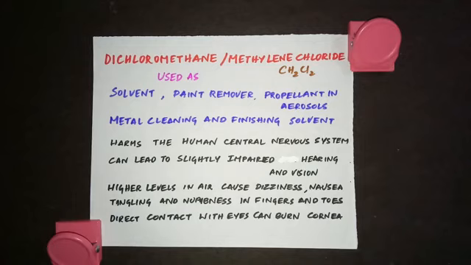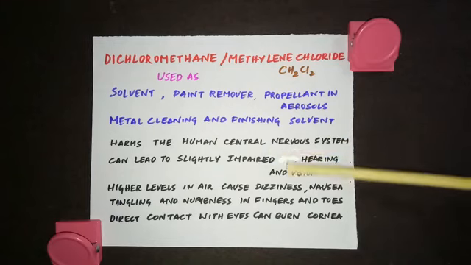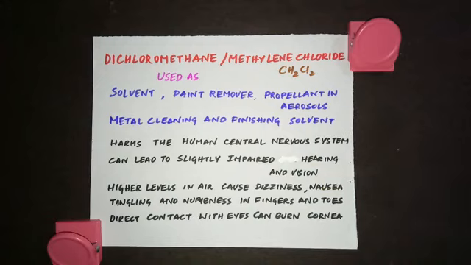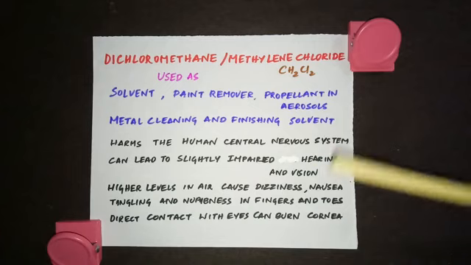In that, if you try to spray it, it is coming out with a force, and inside that aerosol, this is used as a propellant, which enables the spray to come out at a faster rate, and that is called a propellant. And the problem with methylene chloride is it harms the human central nervous system. It can lead to slightly impaired hearing and vision. So it will affect your CNS, central nervous system, and it will affect your vision and also the hearing capacity.